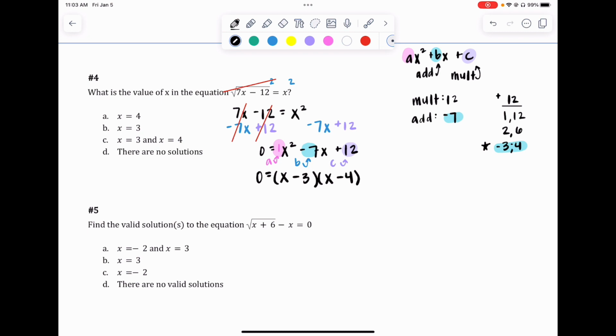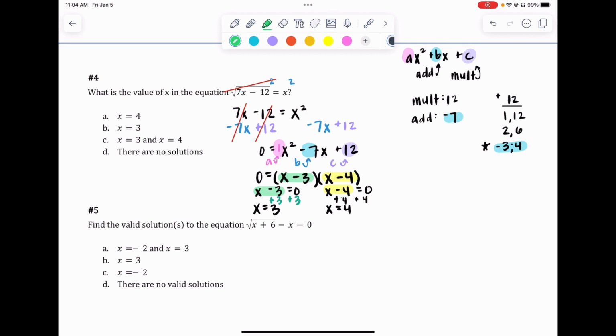And then now if I want to solve, I'm going to take each factor and set it equal to 0. So it'd be x minus 3 equals 0, and x minus 4 equals 0. And then I would want to solve each one separately. I would cancel out the negative 3 by adding 3 to both sides, and that would give me x equals 3. And I would cancel out the negative 4 by adding 4 to both sides, and that would give me x equals 4.